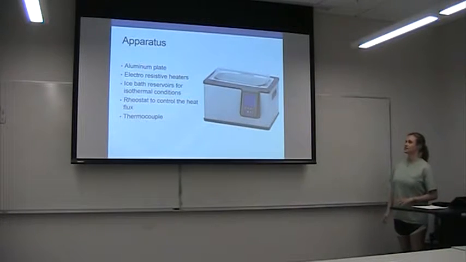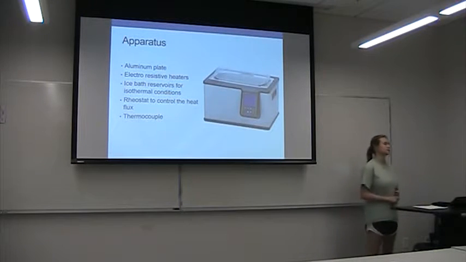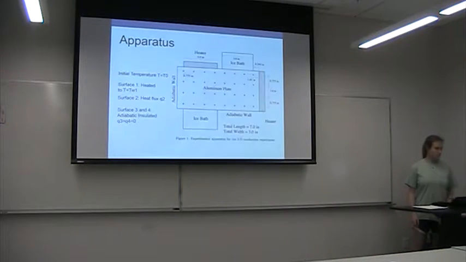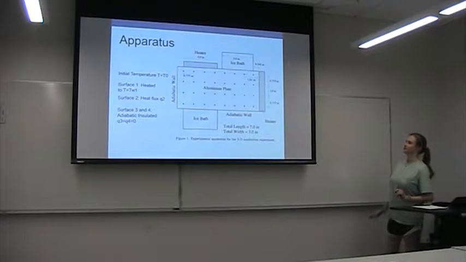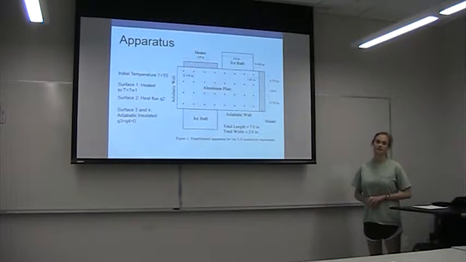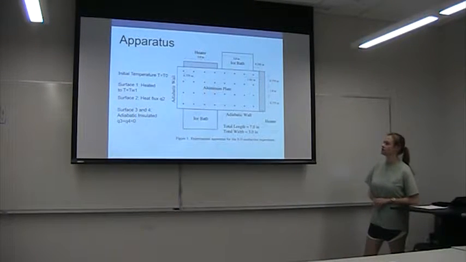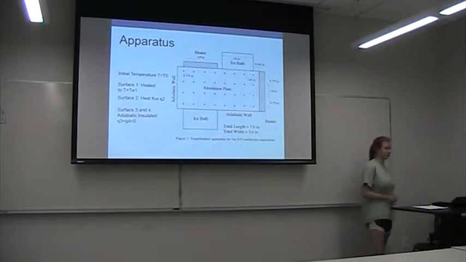So the apparatus is you need an aluminum plate, electro-resistant heaters, an ice bath, a rheostat to control the heat flux, and a thermocouple to measure temperature at different nodes. This is a picture of the apparatus, and the initial temperature starts out at T equal to T naught. Surface 1 is heated to a temperature of TW1. Surface 2 has a heat flux of Q2, and then surface 3 and 4 are insulated, and so they have no heat flux.